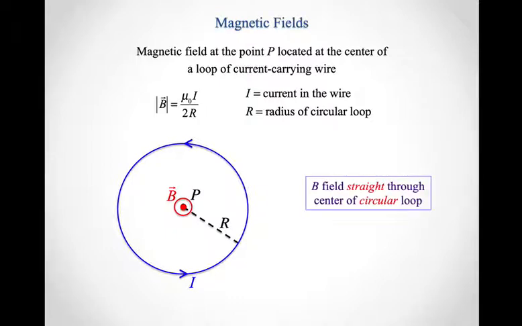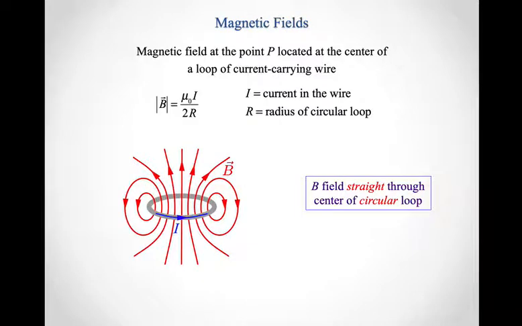And so here what we can conclude is that the magnetic field runs straight through the center of a circular loop. So we flipped what's straight and what's circling. For the long straight wire, what's straight was the current, what's circling was the field. For our current carrying loop, what's straight is the field, what's circling is the current.